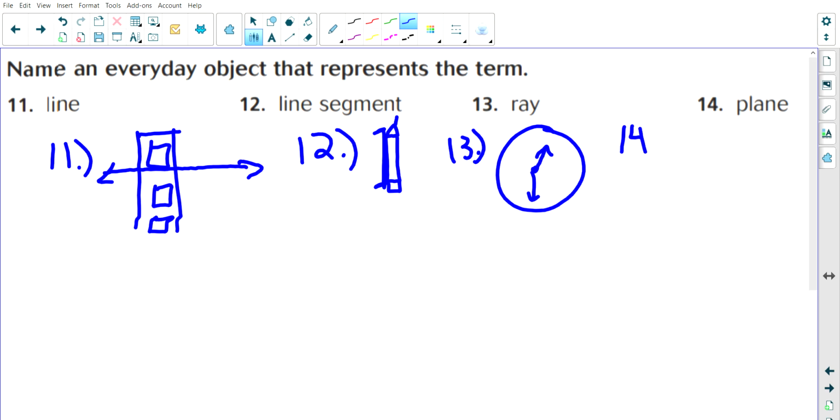All right, number 14, a plane. Well, this is any flat surface that continues in all directions. So it could be the top of a desk, the top of a table, a wall. I'm going to write a wall for mine. A plane is any flat surface that continues in more than one direction.